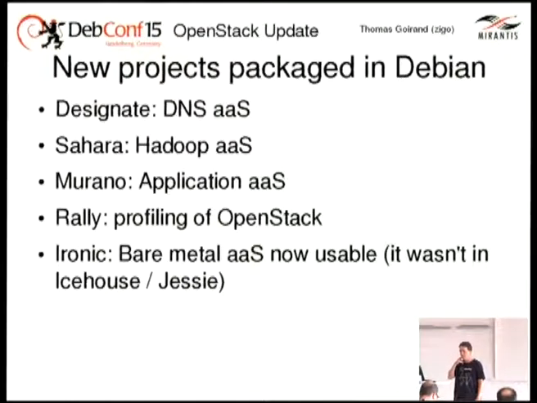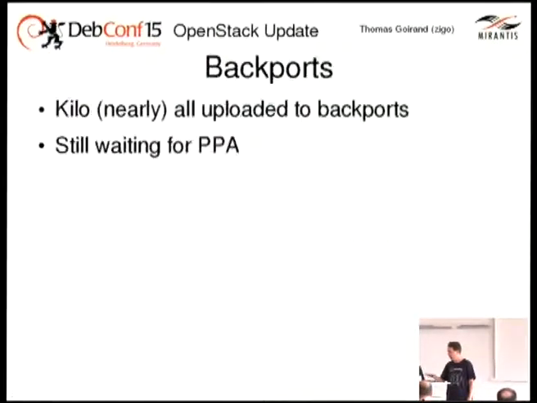Rally is also now part of OpenStack, and it helps to test your cloud and profile it. So finally, Ironic is usable. Just before the Jessie release, I decided that I would remove Ironic from Jessie because Nova didn't have support for it. But this has changed, and now it's fully working with the Kilo release.